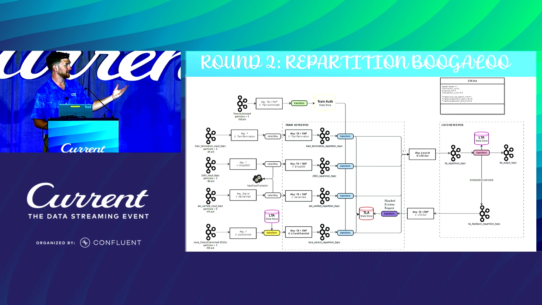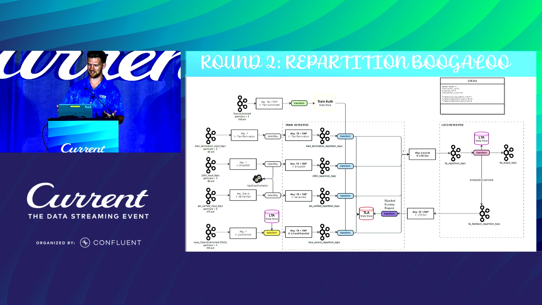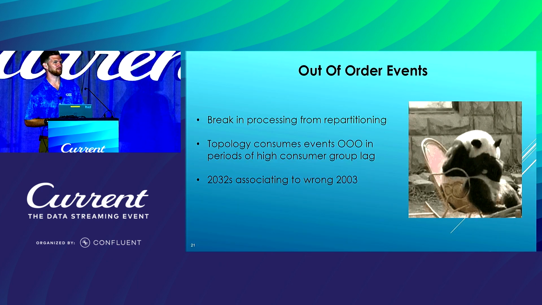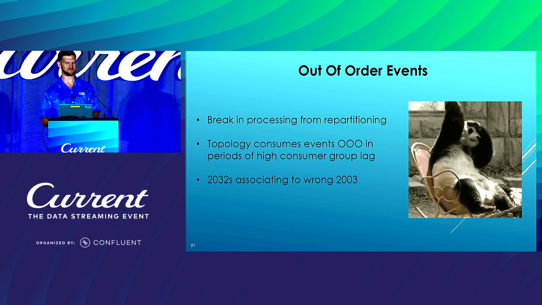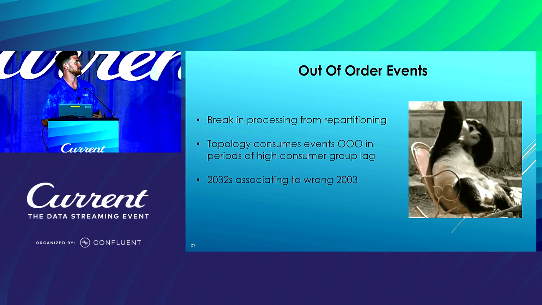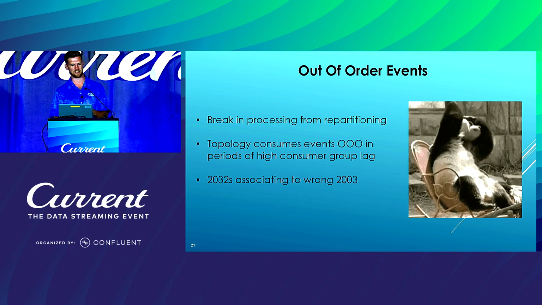So you might think this is pretty slick or the dumbest thing ever, but the important part is that it works. Up until you get periods of high consumer group lag. All the repartitioning creates breaks in processing because you're really sending data to different pods at that point, right? So it makes complete sense.